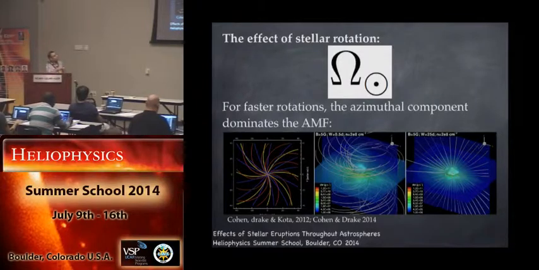Another thing I would like to mention is that if we're increasing the wrapping of the azimuthal field line, this will increase the overall magnitude of the magnetic field because you compress all the field lines together. So you boost the magnitude of the astrospheric magnetic field everywhere just by increasing this rotation.